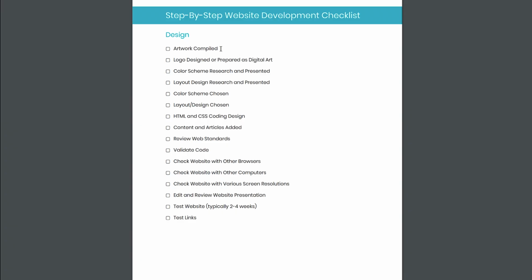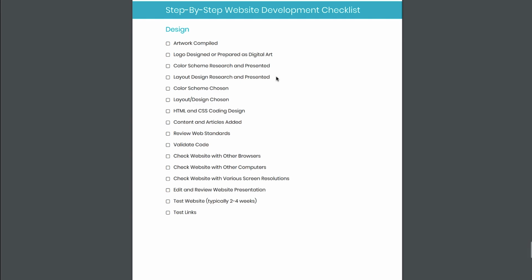So there's artwork that needs to be compiled. This can be photos that you need to take, or it could be stock images that need to be collected. You'll need to have your logo designed and or prepared as digital art. You'll have to look at your color schemes, research what your brand colors are, how that works on a site, and how that's going to lay out, and then start looking at the layout design.